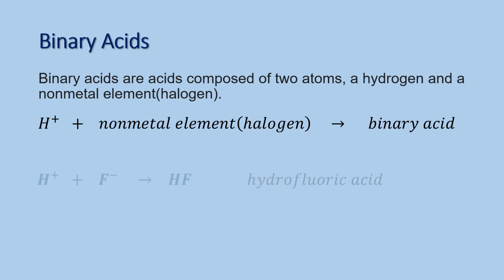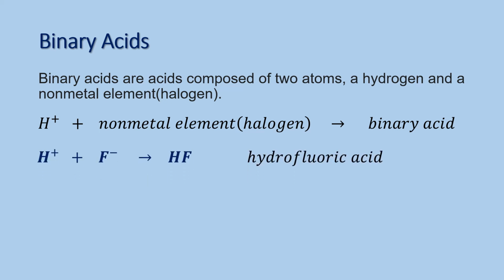So, for example, hydrogen plus fluoride, we will form HF, or that is, we name this as hydrofluoric acid. So this is how we name binary acid, by using the prefix hydro, then followed by the name of the nonmetal but changing the last two letters with IC, and then you add the word acid.